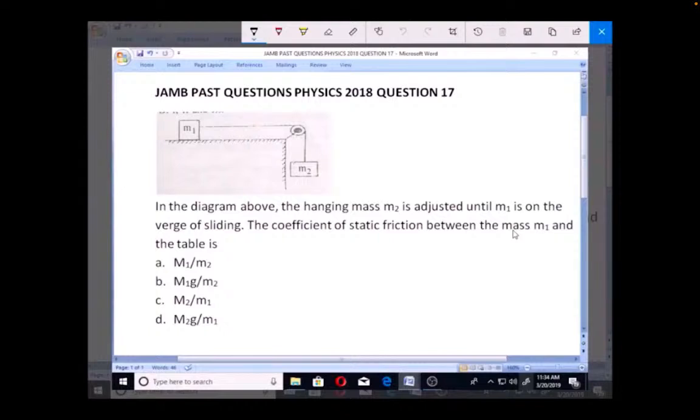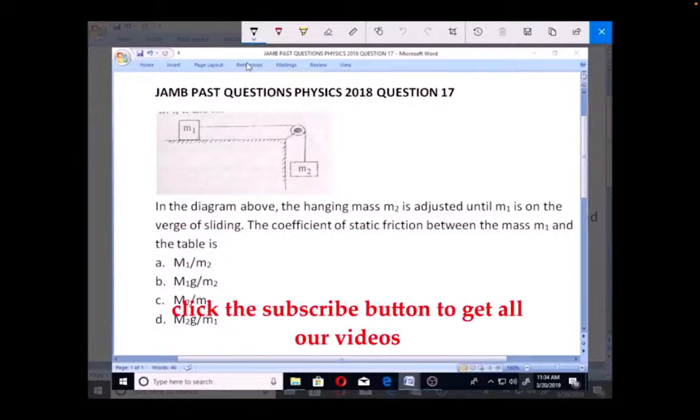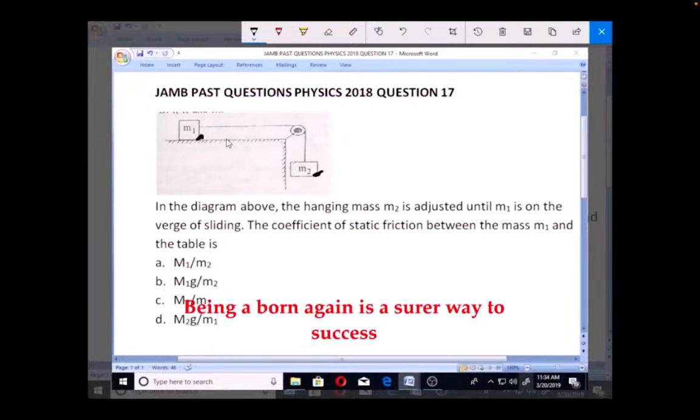Let's look at this JAMB past question. Question number 17 for Physics 2018. In the diagram above, the hanging mass M2 is adjusted until M1 is on the verge of sliding. The coefficient of static friction between the mass M1 and the table is option A, M1 over M2, B, M1G over M2, C, M2 over M1, D, M2G over M1.